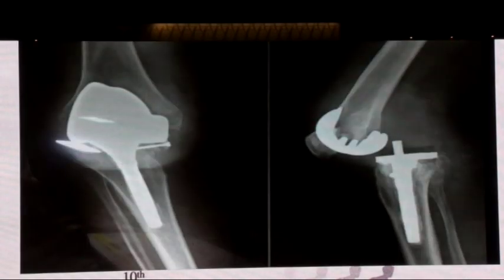So can I ask Dr. Sanjay Agarwal first, could it have been prevented? That's the first thing. And if so, how? What step should somebody have taken during surgery so that it would not happen?